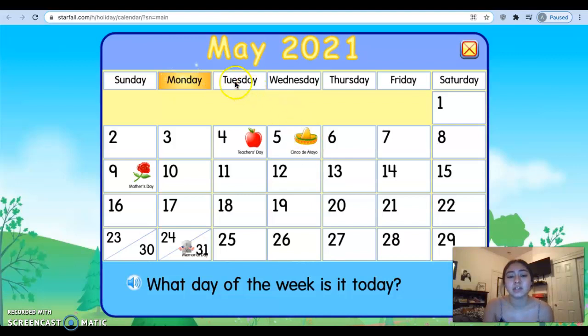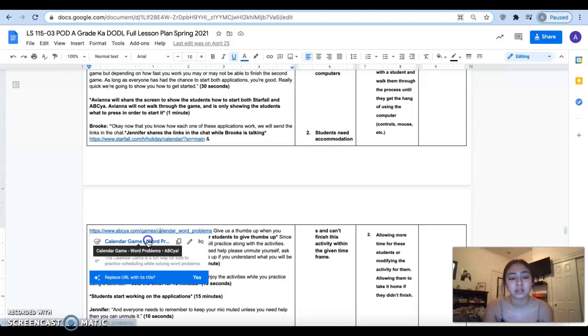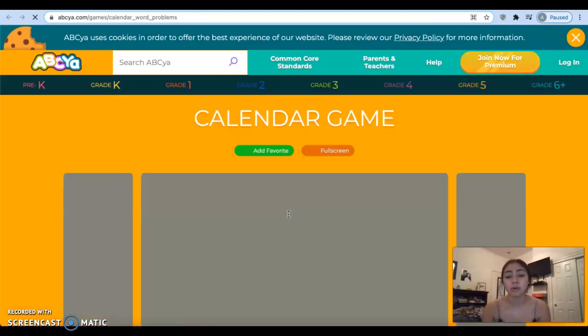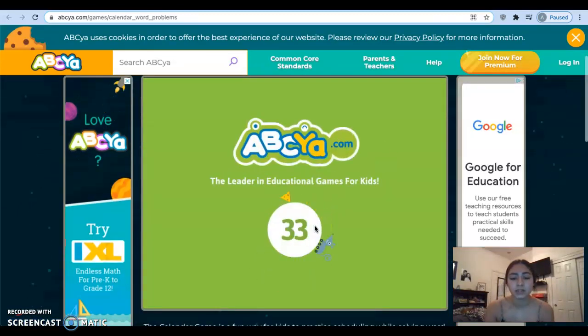So in this activity, they would be putting the days of the week, the numbers, the month, the year, and then they would just place simple activities that they might want to include, or events or holidays. We had a second application called ABC Ya, which was very similar to just incorporating activities for the students and placing them on the calendar.